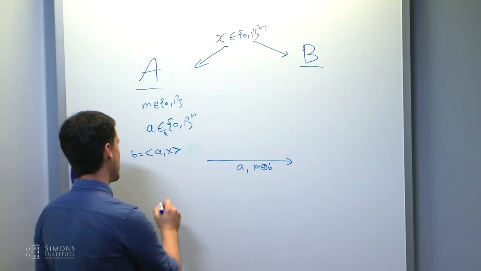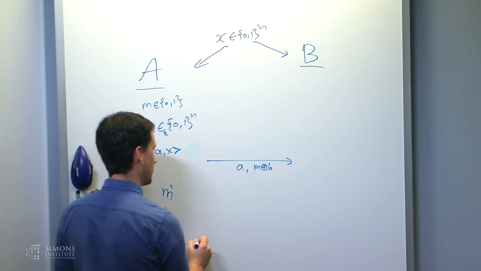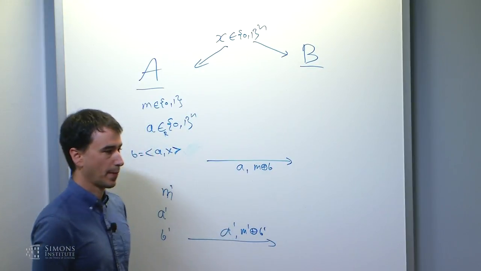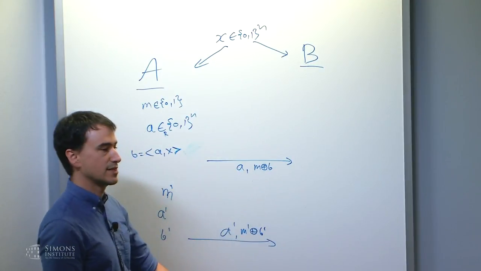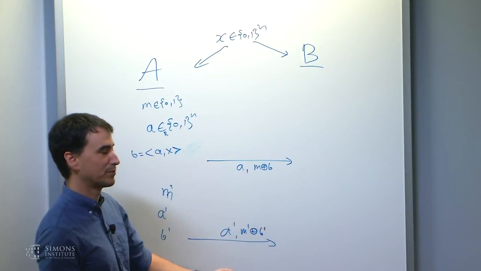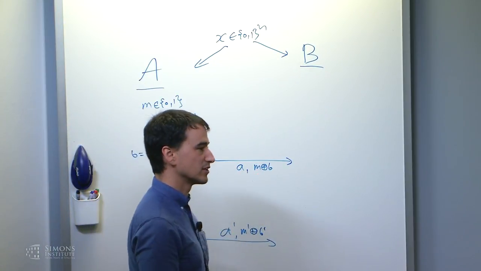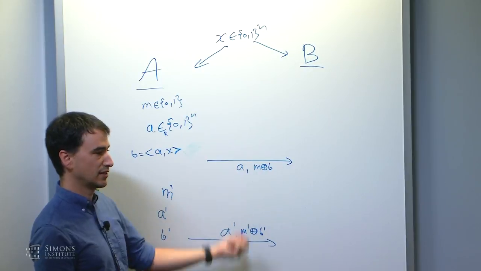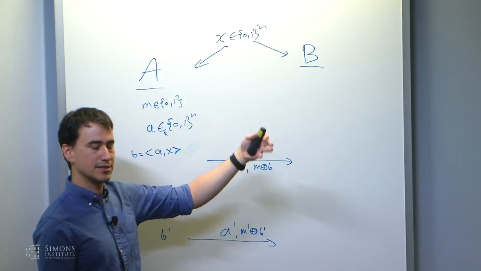Now she wants to send a new message m prime. She does the same thing. She draws a prime, computes b prime, and sends a prime and m prime XOR b prime. If an attacker that just listened to this conversation can learn x, he solves the problem of parity learning, because he just gets to see inputs and outputs of this parity function. And we said that this is impossible. If the attacker has less than n squared bits of memory, he cannot learn x, he cannot know the secret key.